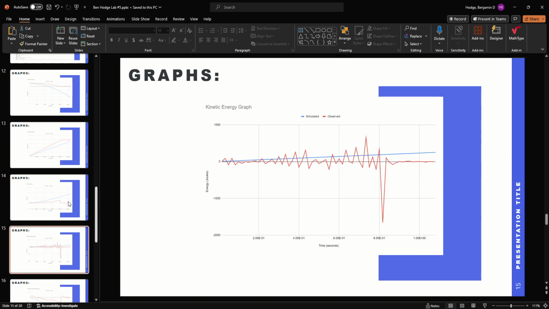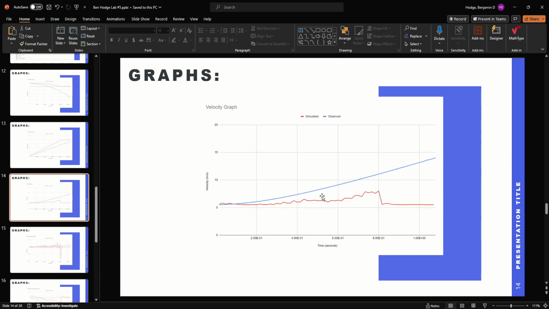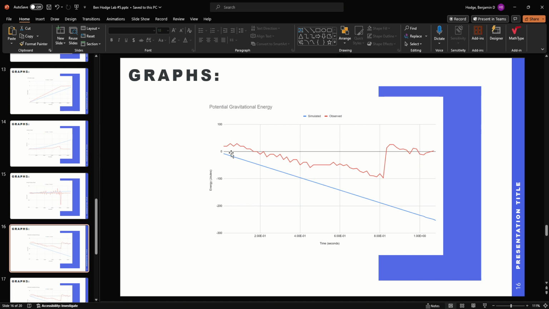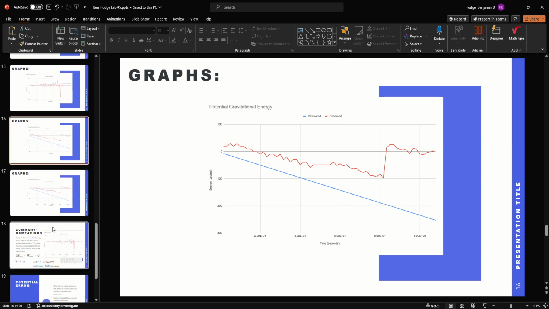This definitely impacted our kinetic energy graph, which, due to velocity being squared in any of these large increments, definitely increased in magnitude in terms of sporadicness. You can see the near linear line for the simulated kinetic energy versus the very sporadic observed, and similarly for the potential gravitational energy one as well, though this one is a little less drastic, and you can see the negative linear correlation for that.